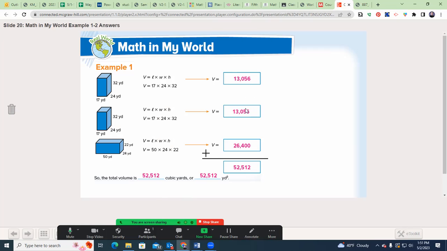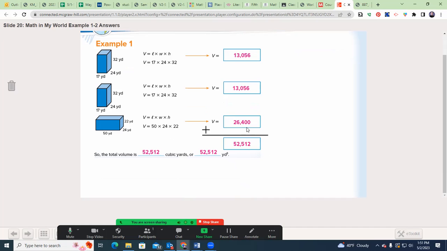And you're going to add all three of these up. Make sure you line them up so you can go down to the ones, the tens, regroup. Sorry, you have the hundreds, and then the thousands and 10,000s. Once you add them together, you get 52,512.